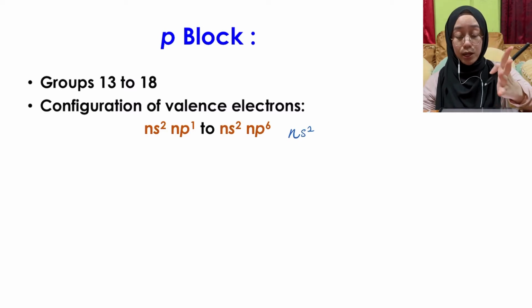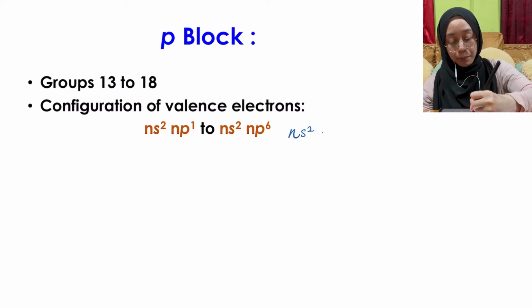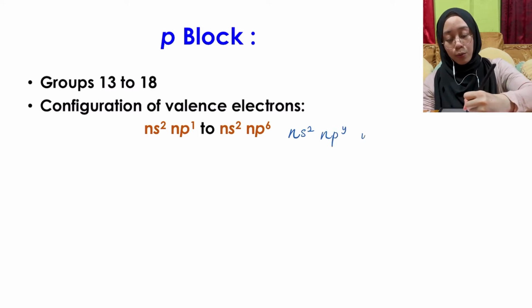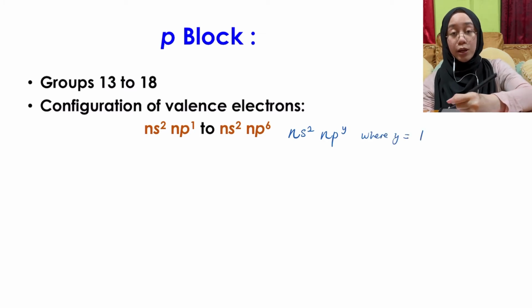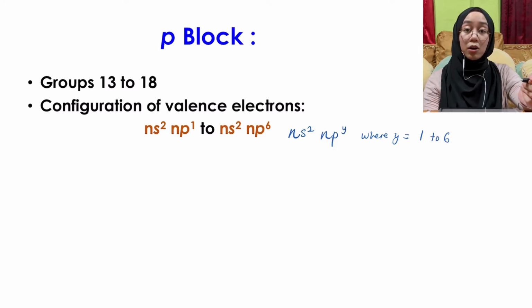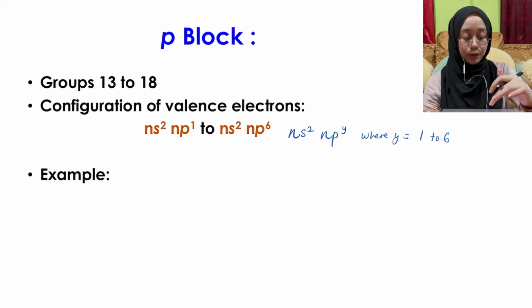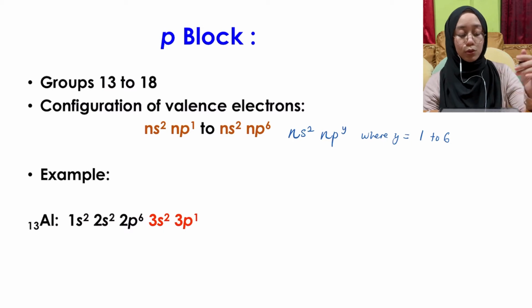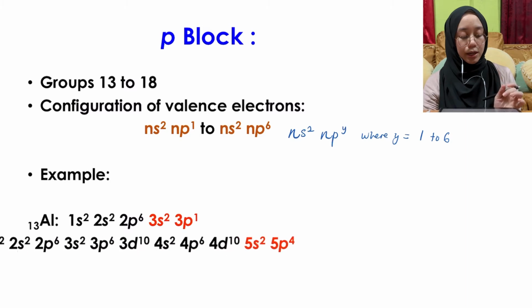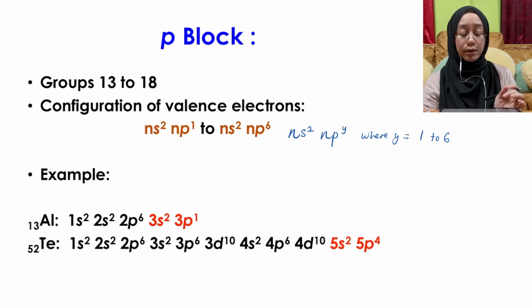Okay, dia memang kena ada 2 elektron dalam tu, tapi dia punya p pula Miss letak sebagai y lah dekat situ. Okay, where y is either value dia adalah 1 sehingga 6. It depends on the number of electrons yang kita ada. Okay, so for example, kita ada aluminium 1s2, 2s2, 2p6, 3s2, 3p1. Okay, so kat sini. And then kita ada, ni adalah tellurium.